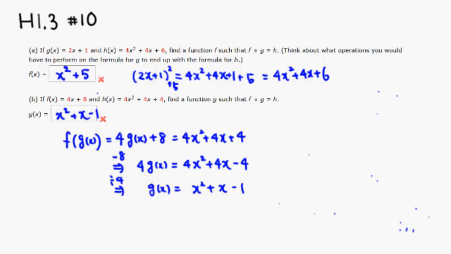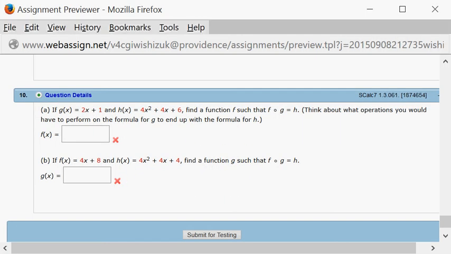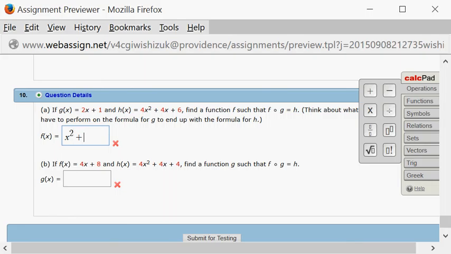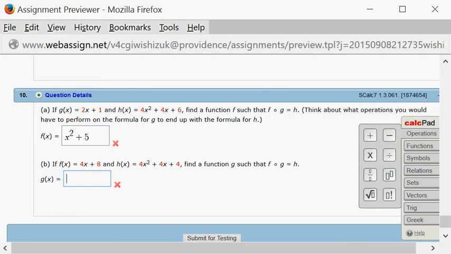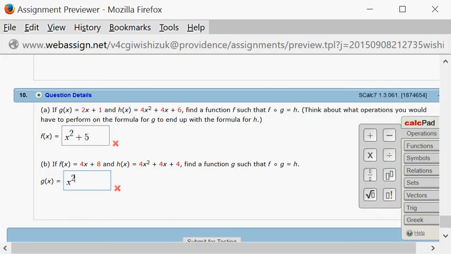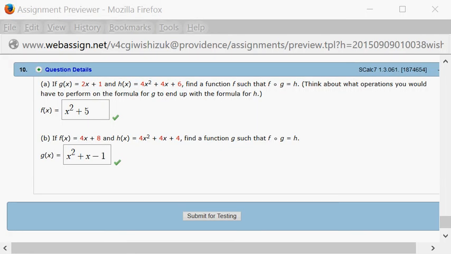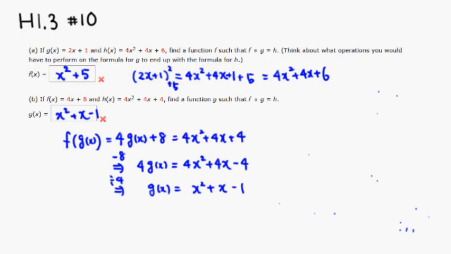Alright, so let's type it in. f of x, we found to be x squared plus 5, and g of x to be x squared plus x minus 1. Let's submit for testing. It came back and looks like we got both part A and part B correctly. Alright, that's it. I hope that this was clear.